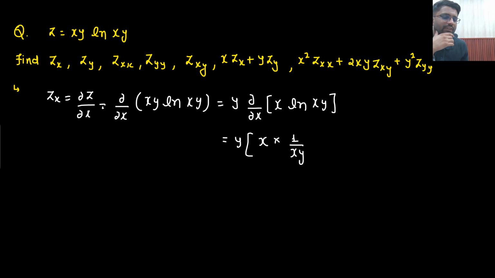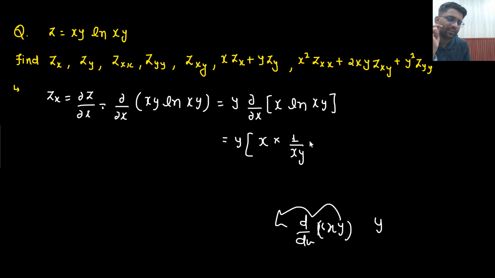What will be the differentiation of xy? You have to differentiate xy such that y is constant. So y will come outside, differentiation of x will be 1, so multiply with y. Is that understandable to you? What I did? Sir, y is a constant because I am doing the partial differentiation. Y is a constant, I took it outside.